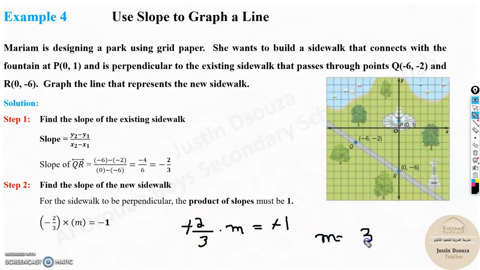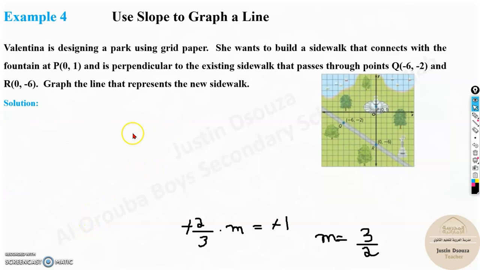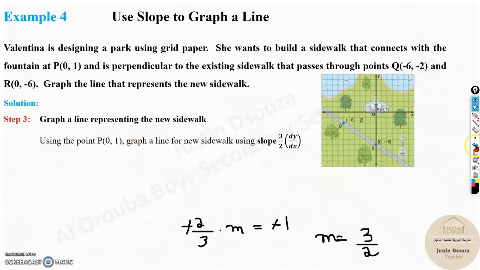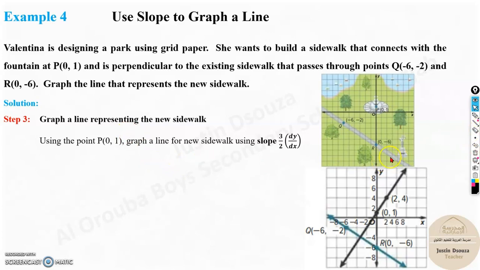M will be 3 in the numerator and 2 in the denominator. So this answer will be 3 by 2 or 1.5. So this is the thing. Now we found the slope of the new sidewalk. Now if you want to graph it, you can graph it easily.